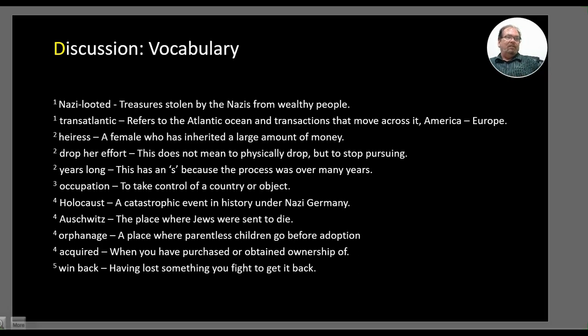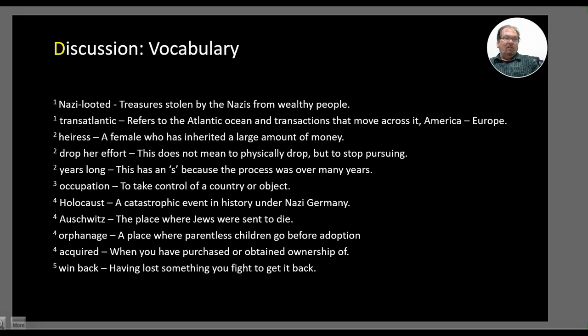Heiress. A female who has inherited a large amount of money. She's very rich. Drop her effort. This does not mean to physically drop, but to drop to stop pursuing. So instead of paying lawyers money to fight in court, she stopped.